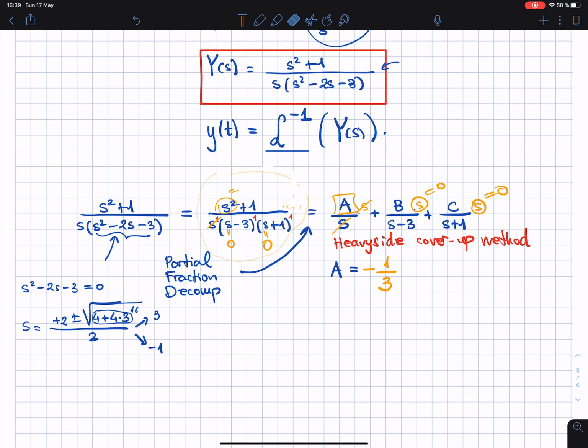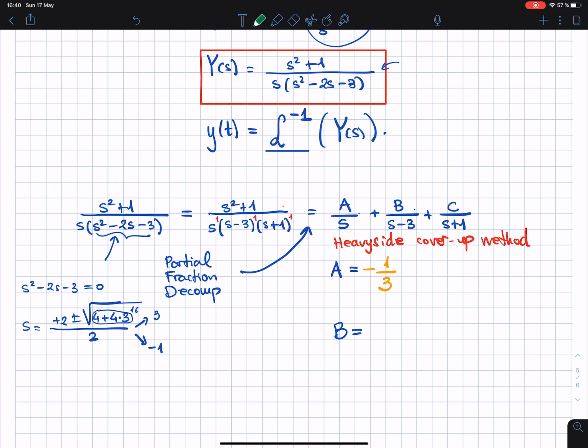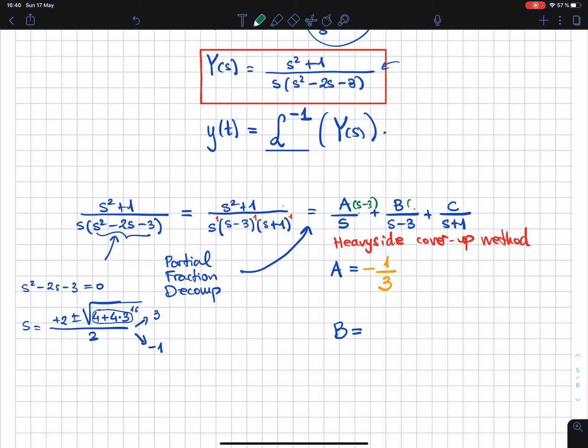Now I will compute b. Sorry, because one s was missing there. Okay. Now let's proceed to find b. In order to find b, you multiply everything by s minus 3. I'm explaining the Heaviside coverup method, in fact.